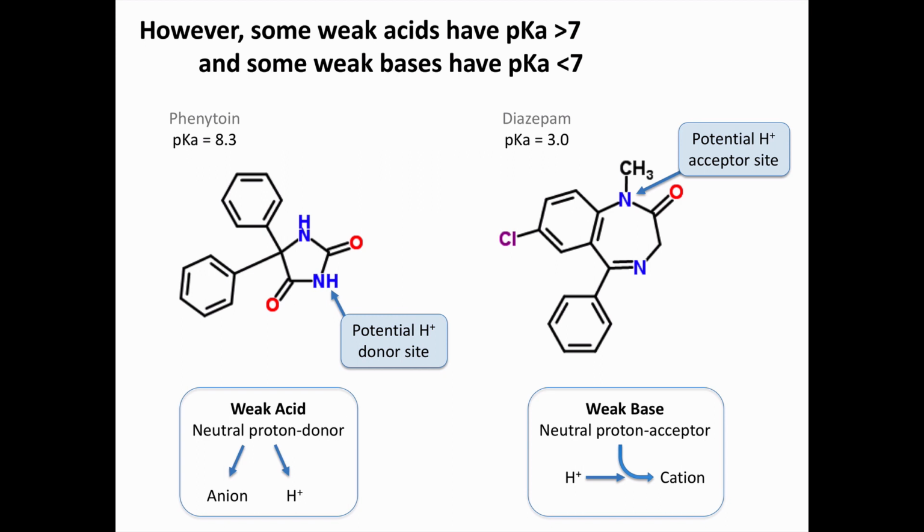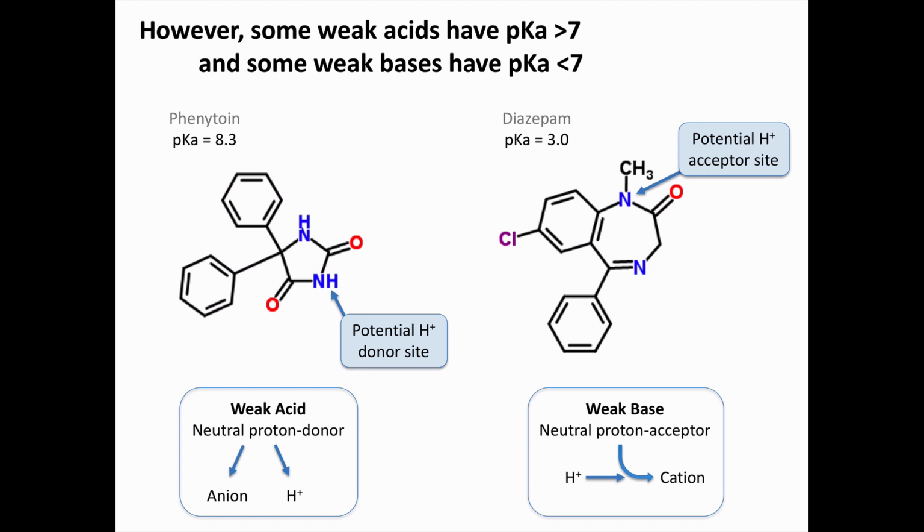This all depends on the various electrochemical forces around the proton donating site for acids and the proton accepting site for bases. So perhaps a better definition of an acid is a neutral molecule that can potentially dissociate into a charged anion and a proton, while a base is a neutral molecule that can potentially combine with a proton to form a charged cation. Here we see two illustrative examples that you definitely don't need to memorize now.